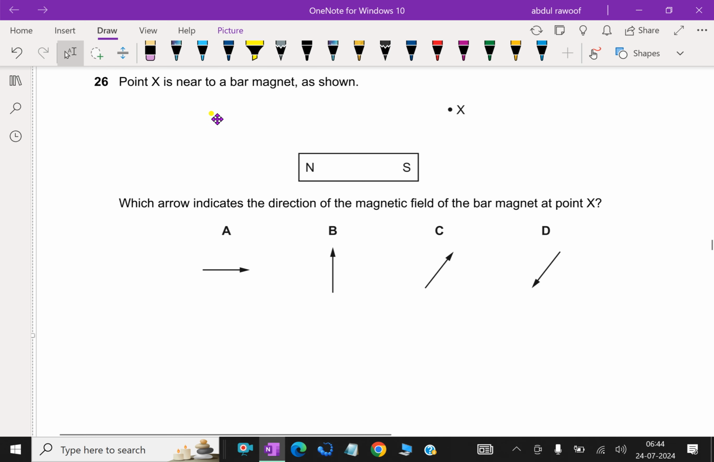The point X is near the bar magnet. Normally the field lines go from north to south. Which arrow shows the direction of the magnetic field of the bar magnet at point X? So it is like it moves this way. So option D.